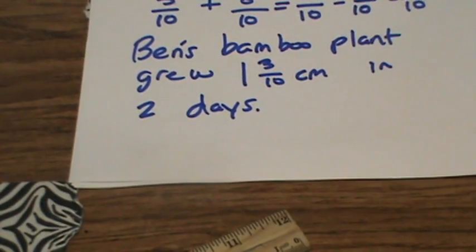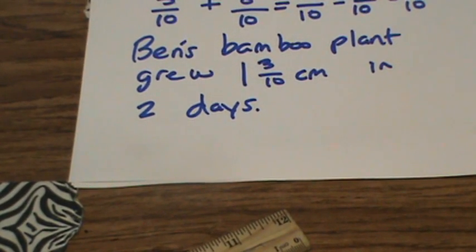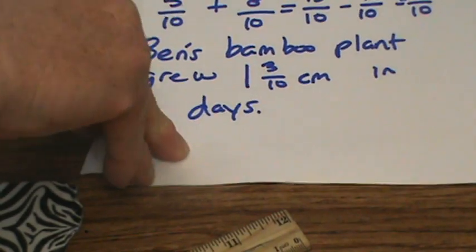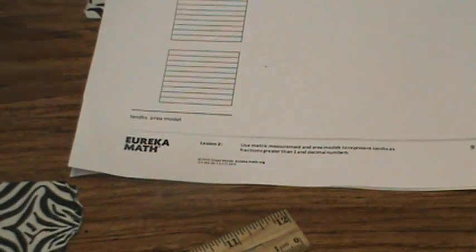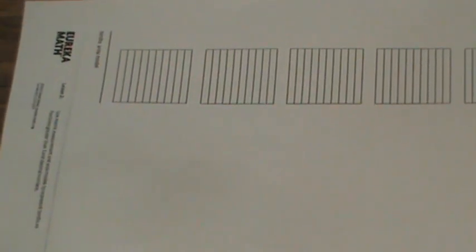So today, in our concept development, we're going to be learning to use metric measurement and area models to represent tenths as fractions greater than 1 and decimal numbers, okay? A lot going on there. So, let's start off. We're going to turn our page. Your paper will look like this. We're going to be dealing with some models here. Make sure they're in the right place. Turn it on the horizontal.